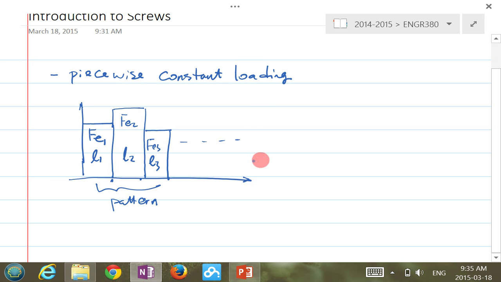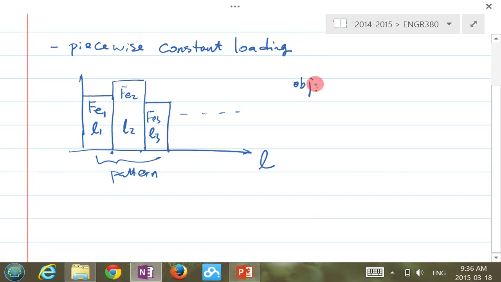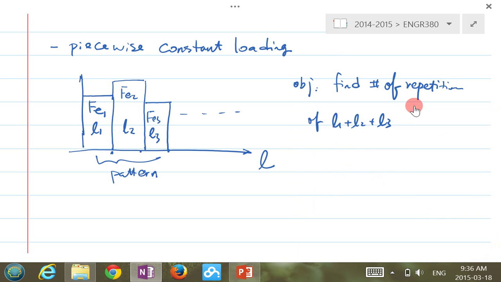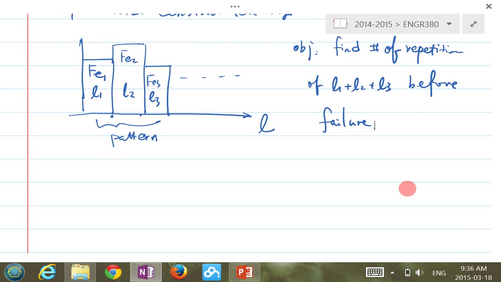So the idea is, if the pattern is going to repeat itself, then how many repetitions of the pattern can the bearing be subjected to before failure, right? That's basically the first situation we're going to look at here. In this axis, L represents the number of cycles. So the objective is to find the number of repetitions of L1 plus L2 plus L3 before failure. Okay, let's see how we deal with this situation.